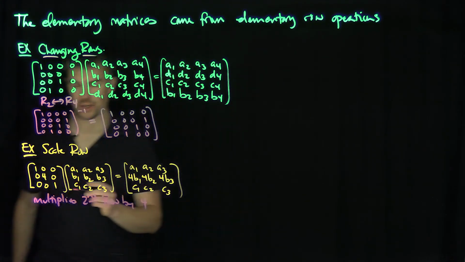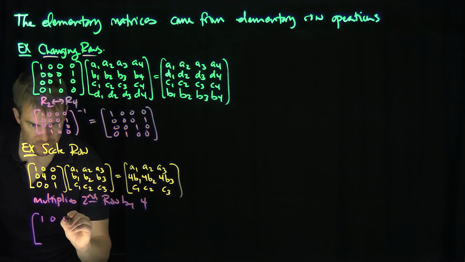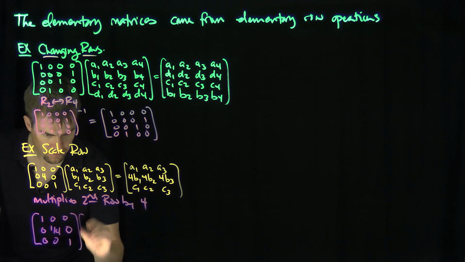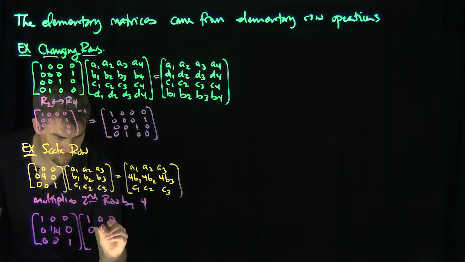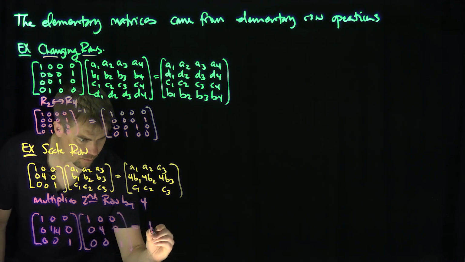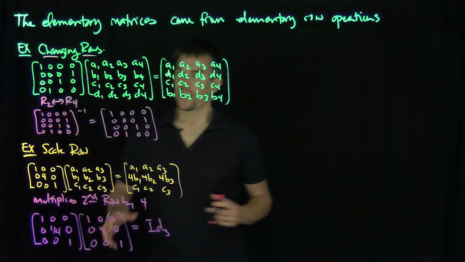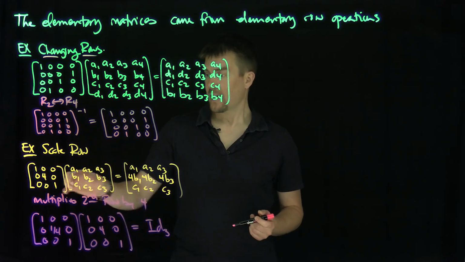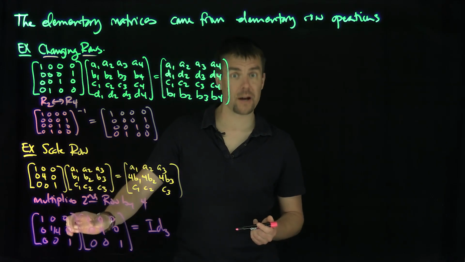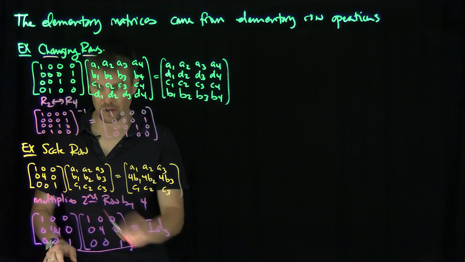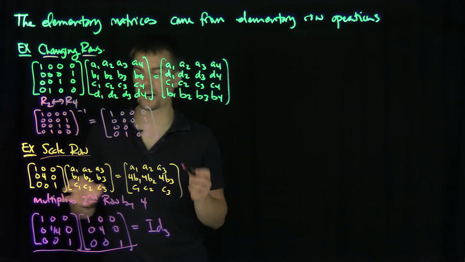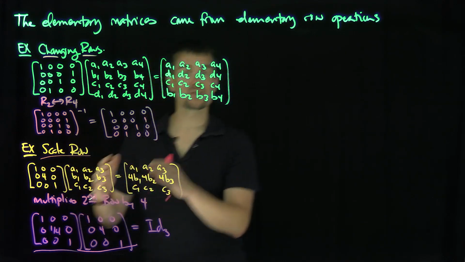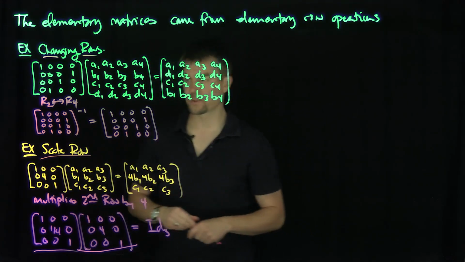Now, I can undo this procedure by noting that if I multiply 1, 0, 0, then 0, 1/4, 0, and 0, 0, 1, by 1, 0, 0, 0, 4, 0, 0, 0, 1, I'll just get the three-dimensional identity matrix. So in other words, if I scale a row by 4, I can undo that procedure by scaling that row by 1/4, right? So the inverse of a matrix from this scale row class is of the same class. If I do the inverse of something in the change row class, I remain in the change row class. If I do the inverse of something in the scale row class, I remain in the scale row class. So it's preserved under inverses.